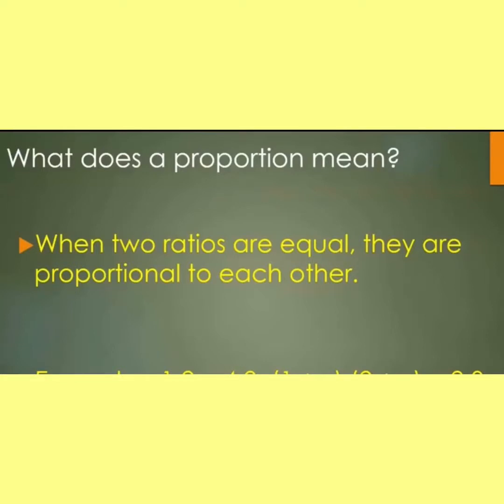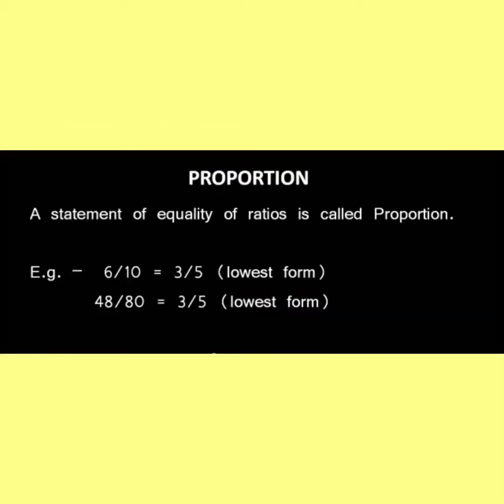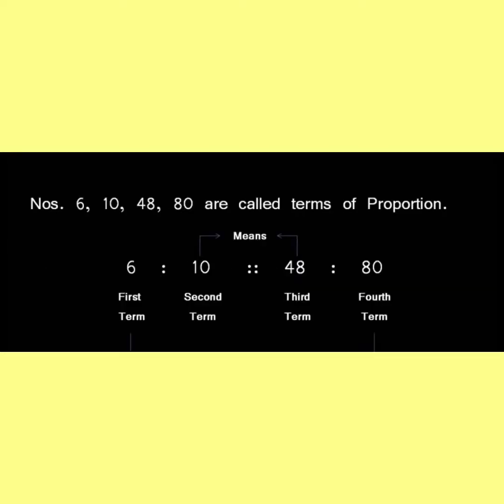When two ratios are equal, then we can say that they are proportional to each other, or a statement of equality of ratios is called proportion. You can see the lowest form of 6 by 10 and 48 by 80 is 3 by 5, meaning equal. It means they are proportional to each other.